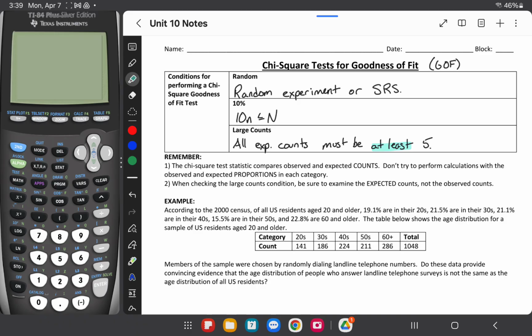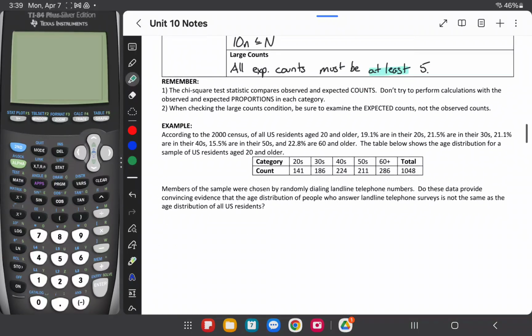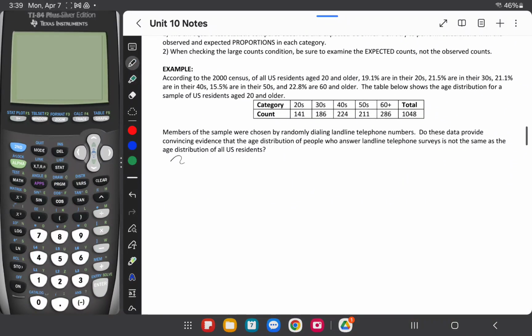Does this data provide convincing evidence that the age distribution of people who answer landline phones is not the same as the age distribution of U.S. residents? So let's start with our statement. In our statement, we're going to say what exactly our hypotheses are.